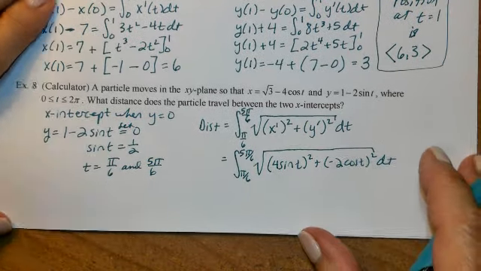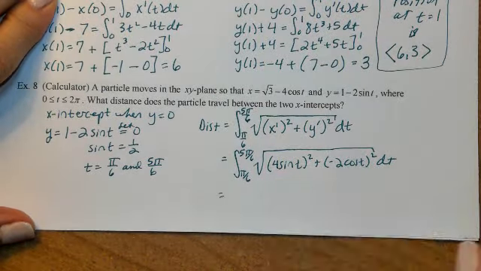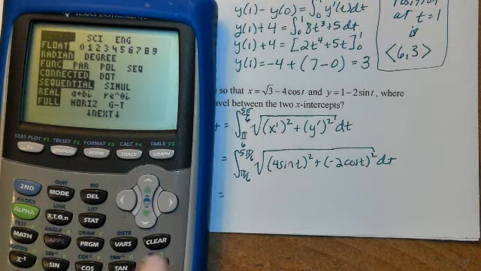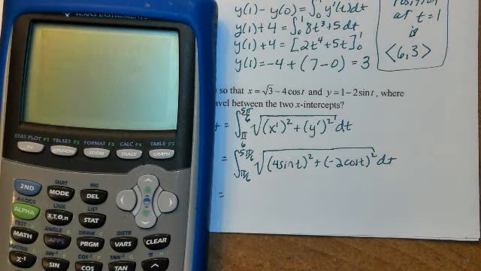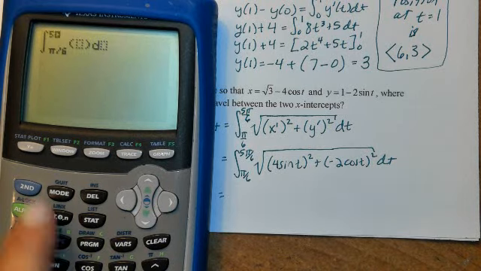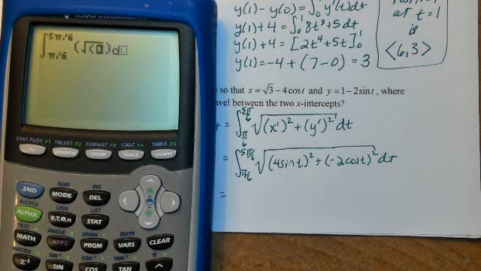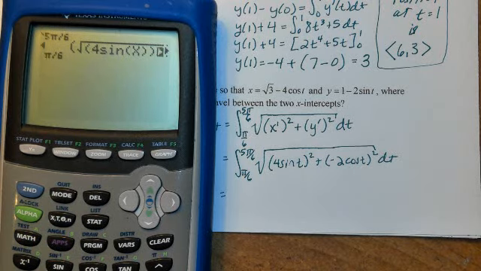And now it's calculator time. All right. Math 9 for integral, pi over 6 to 5 pi over 6, square root, big square root, parentheses, 4 sine t, close the parentheses on the x, close the parentheses on the 4 sine x, and then square.